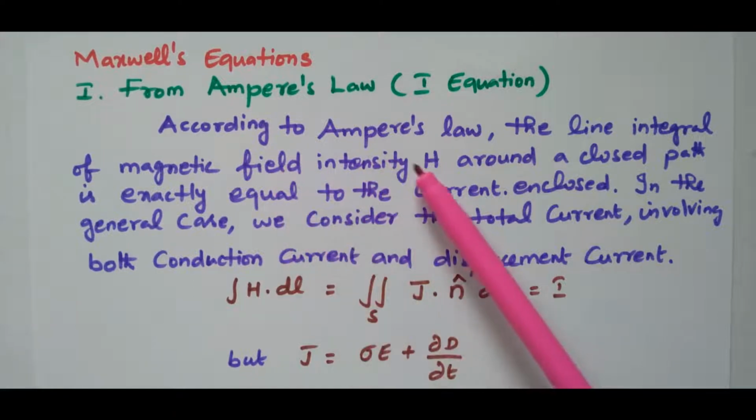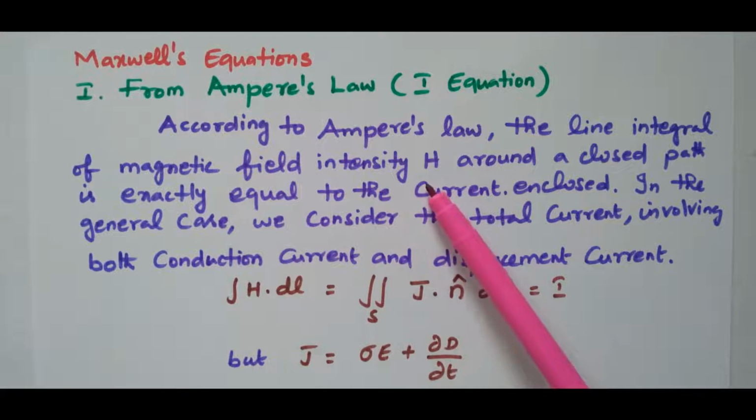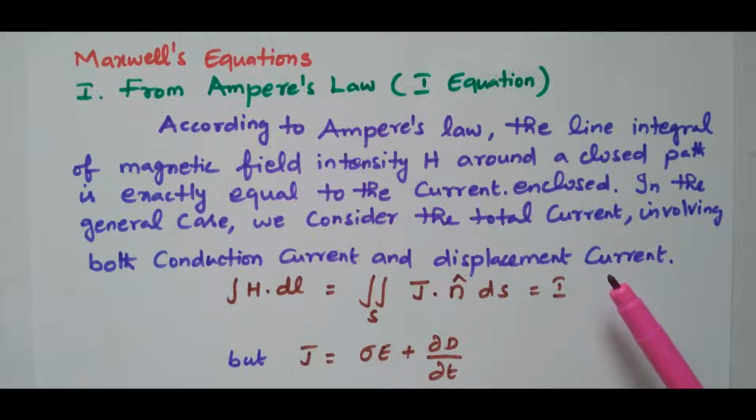According to Ampere's law, the line integral of magnetic field intensity H around a closed path is equal to the current enclosed. It is integral H dot dl equal to I. That is the statement given by Ampere's law. In the general case, we consider the total current involving both conduction current and displacement current.